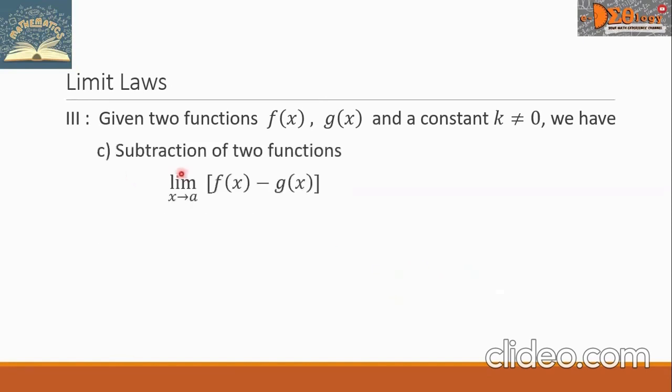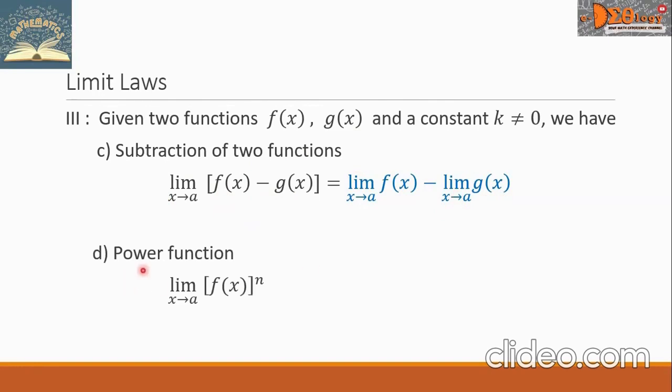Letter C, subtraction of two functions, and the form is like this. The limit as x approaches a of the two functions f of x minus g of x. So what we're going to do here is to take the limit of each of the functions here, and then we will subtract the limit afterwards. As we can see here, we have the limit of f of x as x approaches a minus the limit of g of x as x approaches a.